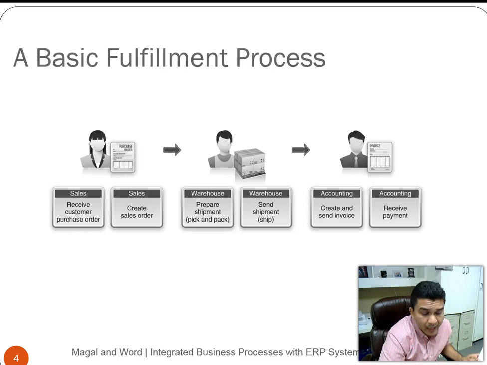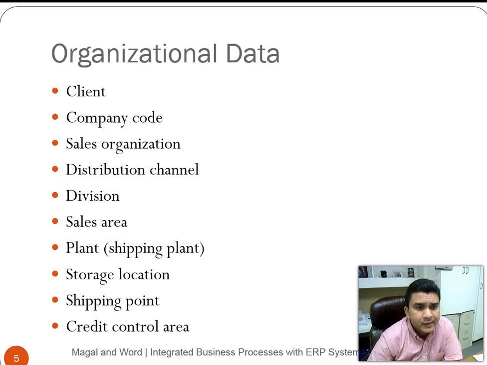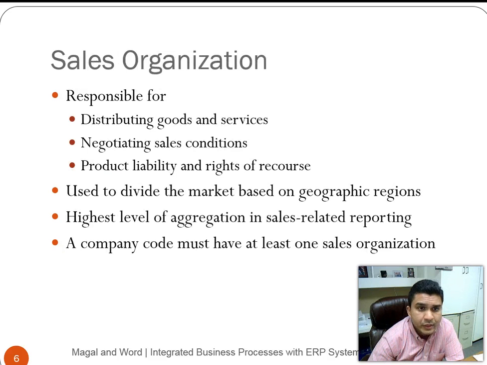These slides that I'm showing you in this video are linked with chapter 5, which is the fulfillment process in your textbook. Like I said, some people call it the sales and distribution process, some people call it the order to cash process, some people call it the fulfillment process. So the organizational data is linked with the client, company, sales organization, distribution channel, sales area, plant, storage location, shipping point, and credit control. So these are the organizational levels.